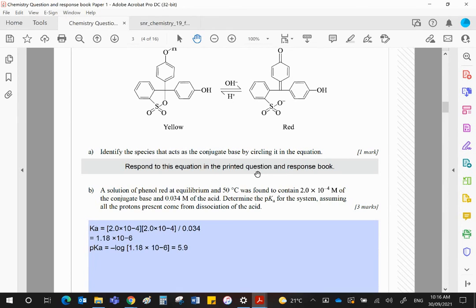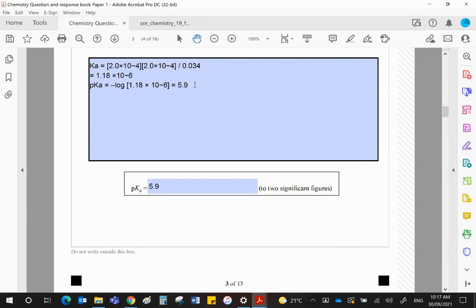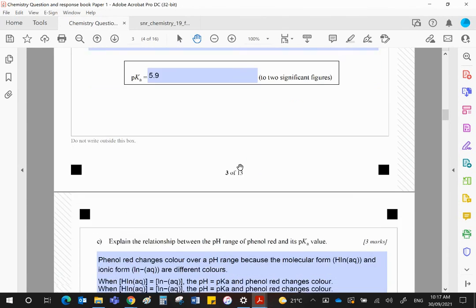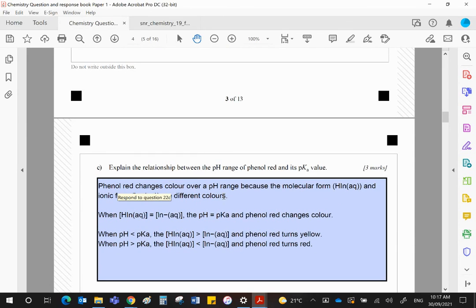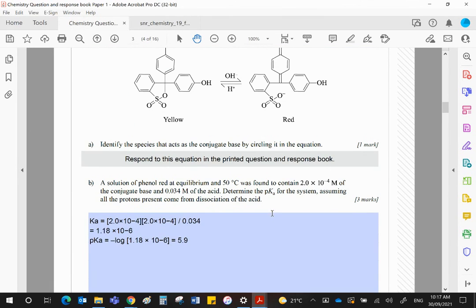Now, that's not strictly true, of course, because an indicator has a range. So what we need is obviously to know exactly how big the range around 5.9 is. And then what you'd see basically is there we are, it says phenol red changes color at that pH value, but when the pH is below that, it'll be yellow, but you may see a little bit of red there. Of course, remember, there's a range.